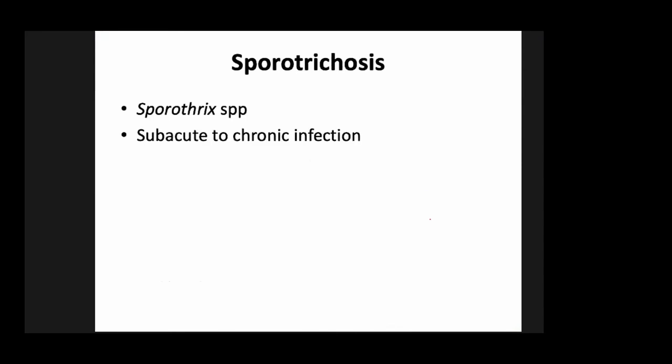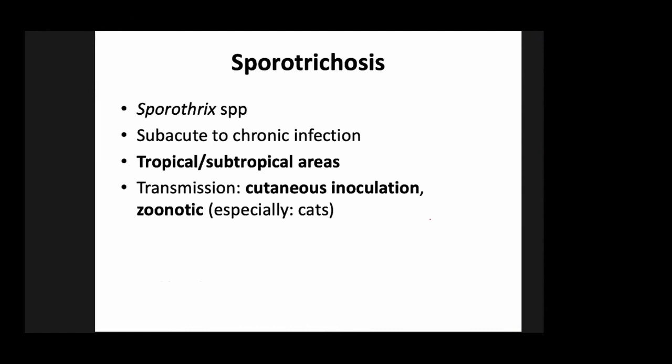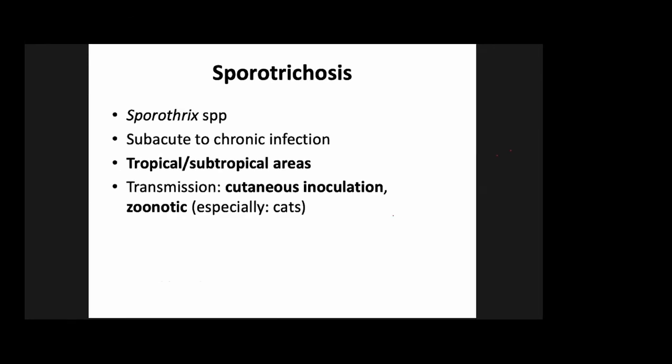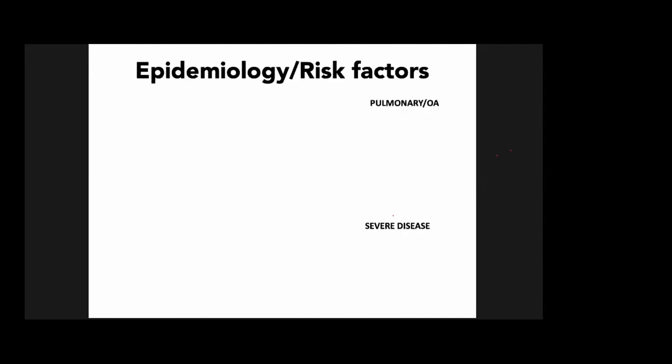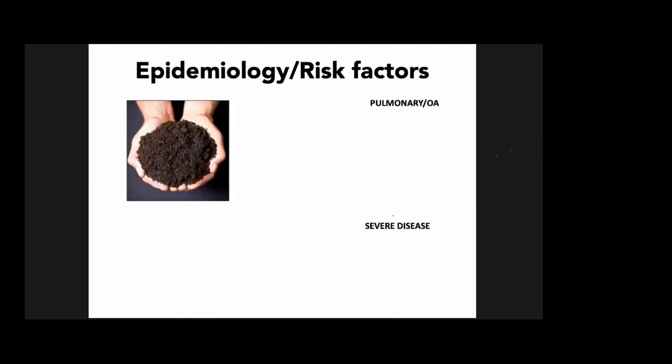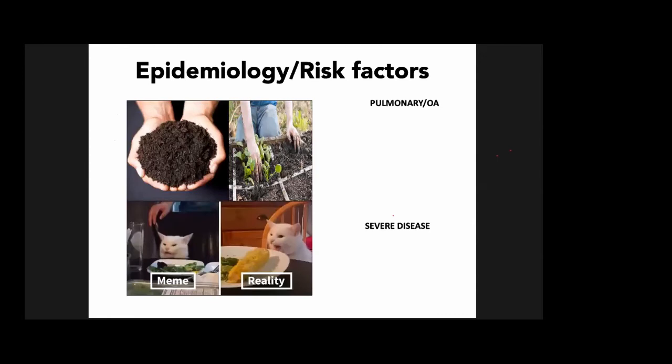It's usually a subacute to chronic infection. It's mainly in tropical and subtropical areas. Transmission is usually through skin trauma. However, you can have zoonotic transmission. Of all the animals that can give you Sporothrix, the main one is cats, so we can have multiple outbreaks due to cats. Regarding risk factors, you need to be exposed to soil or to a cat.